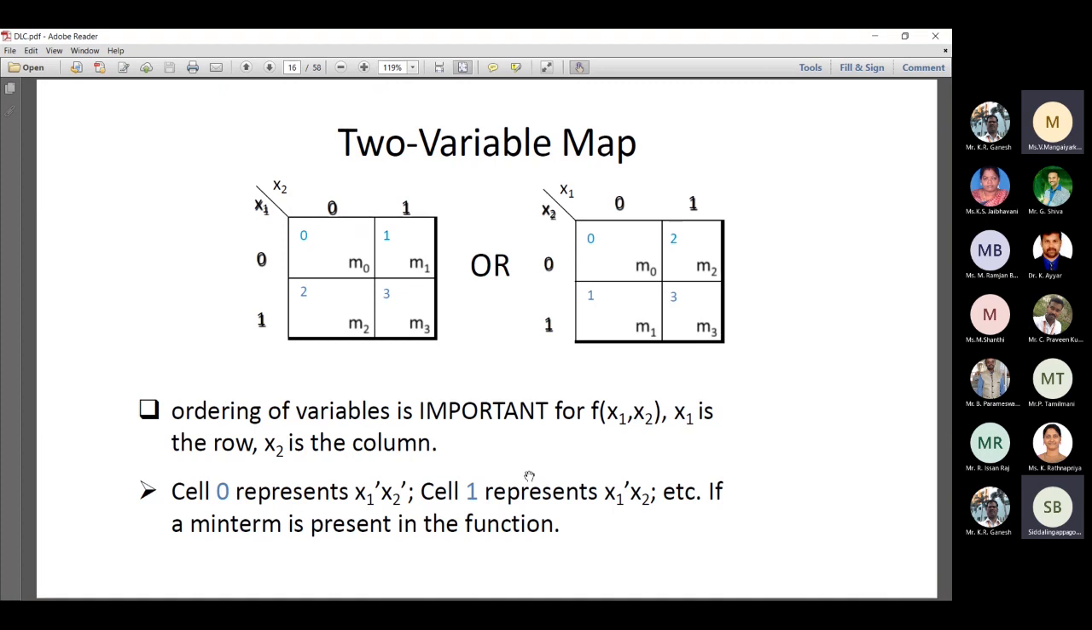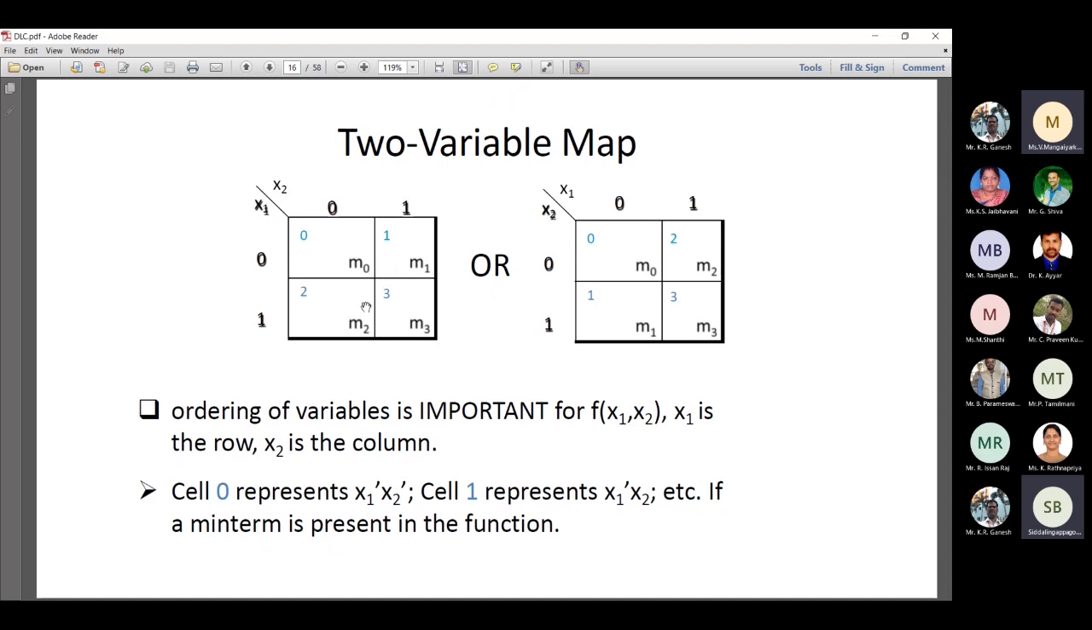So this is the 2 variable K-map, wherein you can see there are 2 ways of representing. So please go through this. It's very important. You can use either this or this. The output will be the same, right? So students will get confused.